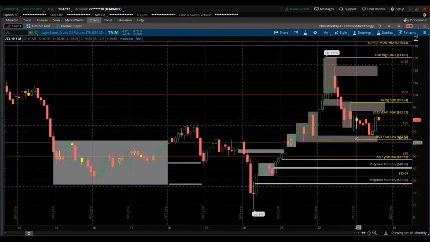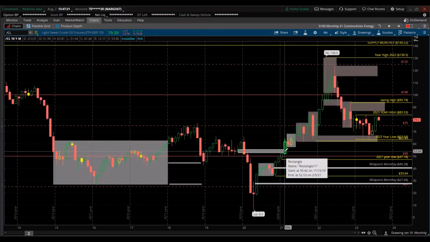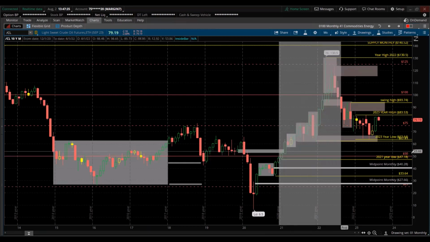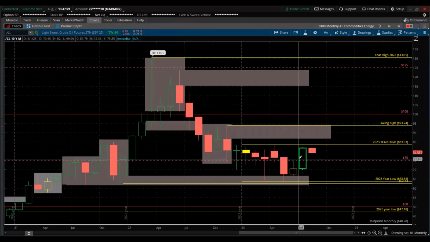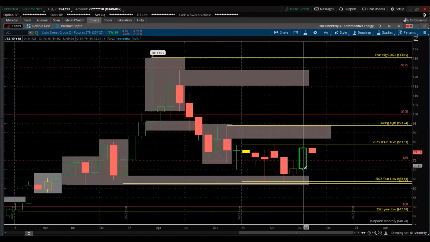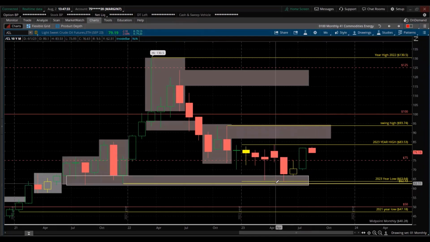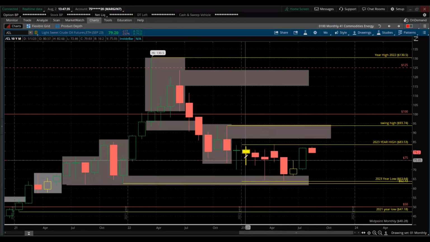Crude oil. There are different kinds of crude oil. We have WTI, West Texas Intermediate, Brent crude oil, light sweet oil, heavy oil. Last month, a big green candle, very bullish. There's the low for the year. There's the high for the year. Very tight consolidation.